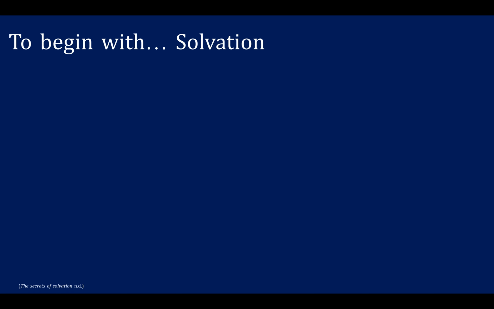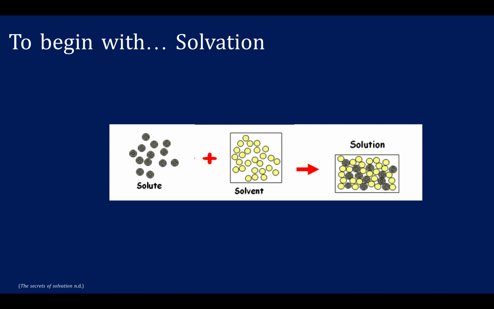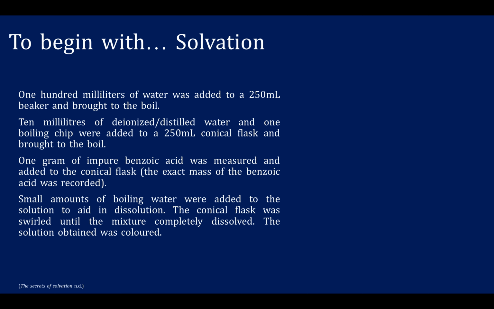To begin with, solvation. Solvation is the process of adding your solute to your solvent and creating your solution. So, 100 milliliters of water was added to a 250 milliliter beaker and brought to the boil. 10 milliliters of deionized or distilled water and 1 boiling chip were added to a 250 milliliter conical flask and also brought to the boil.